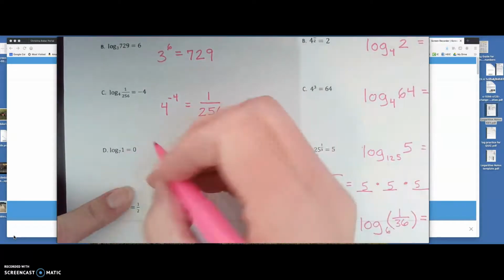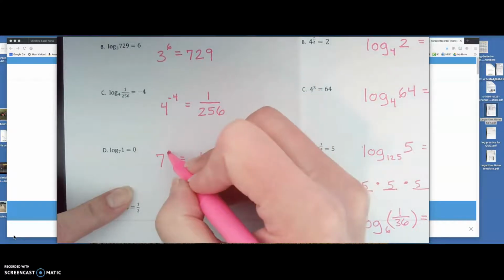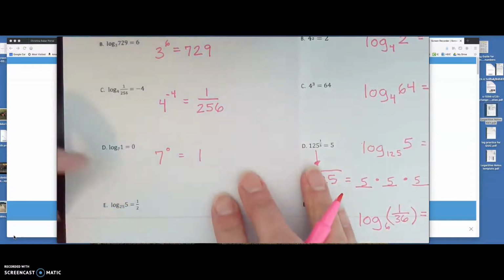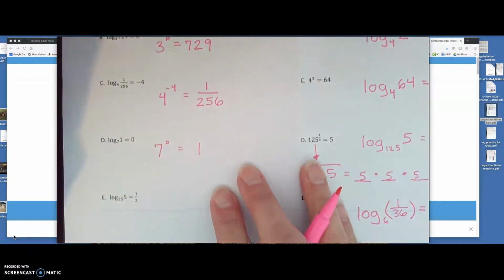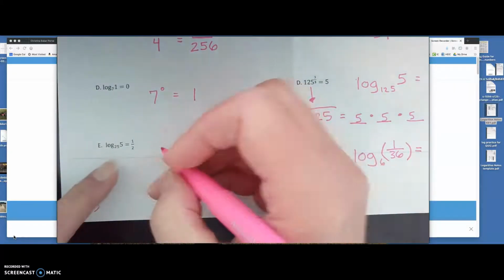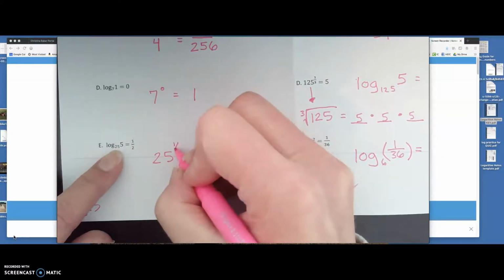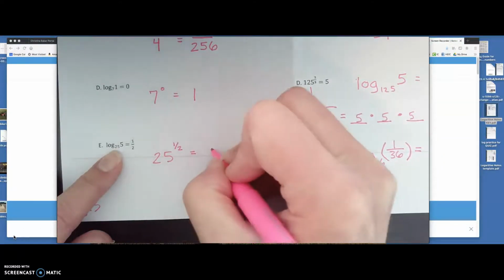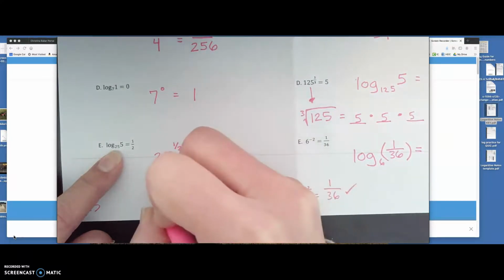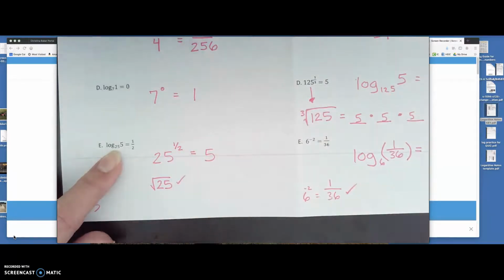This one is like 7 to the 0th power equals 1. You kind of know that already because anything to the 0 is equal to 1. But you're not being asked to solve anything or evaluate. You're just being asked to rewrite something. So that's all we're doing is rewriting. So this would be 25 to the 1/2 power is equal to 5. That makes sense because this would really mean the square root of 25. And then yes, that equals 5.